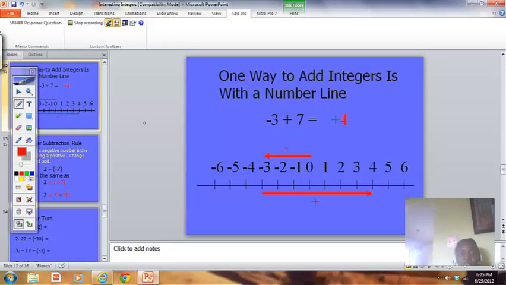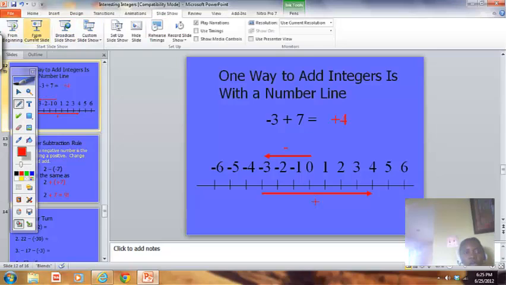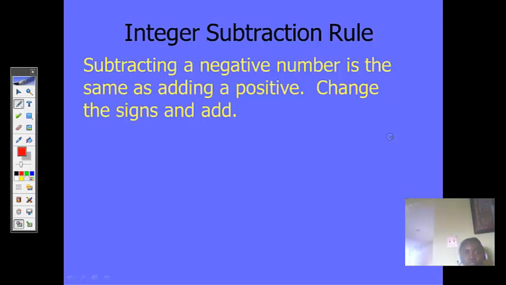Okay, now let's move on. Let's get back to the PowerPoint and move on to subtracting integers. Alright, so here we are subtracting integers. Now, it is the exact same rule as adding, except you need to keep in mind a couple of things. When we are subtracting a negative number, it is the same as adding a positive number. All we do is change those signs and then we add them. Example, 2 minus negative 7.